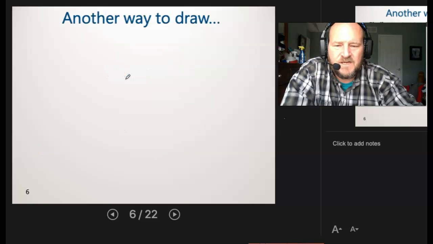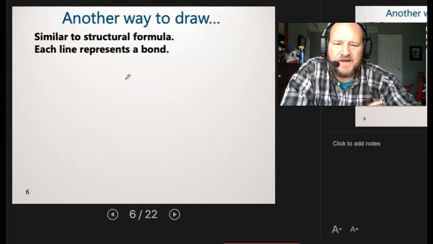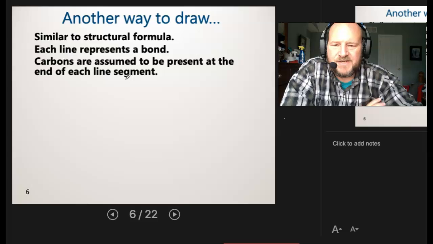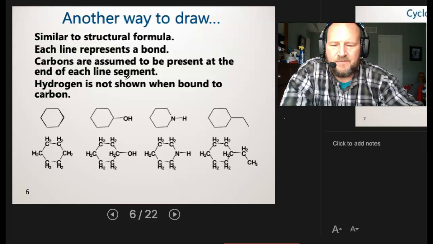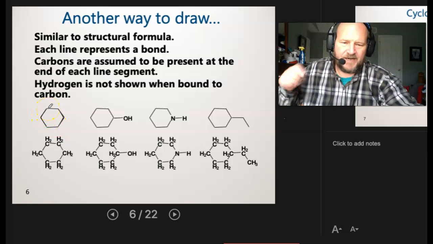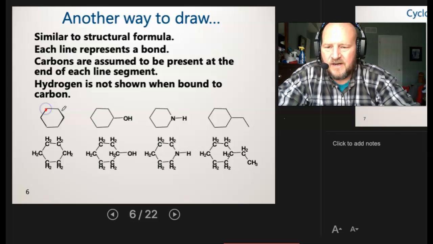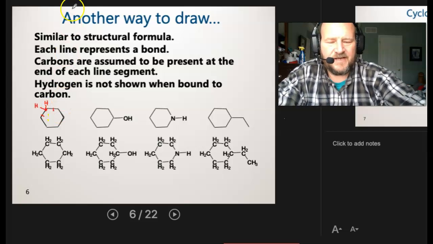All right. So again, the other way to draw is very similar to that structural formula. It's going to be just a single line formula. So carbons are going to be assumed to be present at the end of each line segment. Hydrogen is not shown when bound to carbon. So again, whenever we're looking at more complex molecules, you can see all those hydrogens start to look crazy. So it becomes easier to just draw it as line segments. So now we can see we have 6 carbons, and we know that carbon always has to have 4 bonds. So if I pick any one of these carbons, I can see that I have 1, 2 bonds to 2 other carbons, which means there has to be 2 hydrogens coming off of here, right? No options. So that's what we're seeing when we see that.